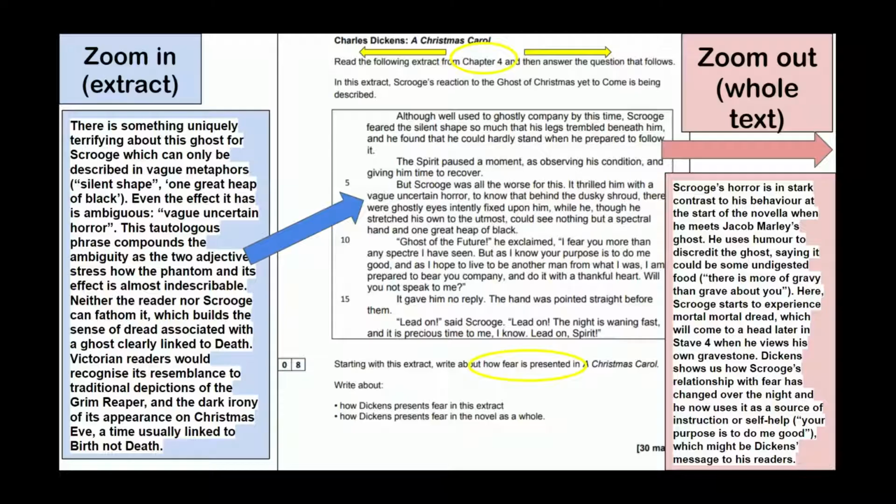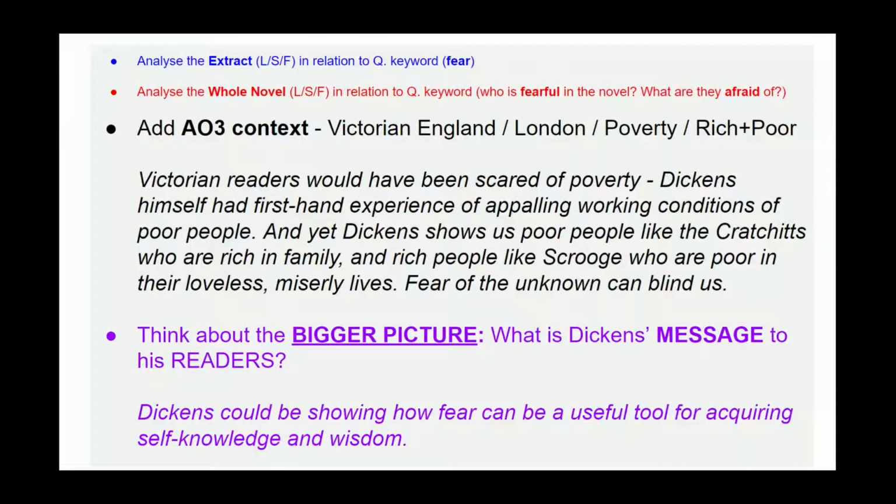And I might go on then to explore what is Dickens saying about fear to his Victorian readers. How could I do that? Well, here's some relevant context that is linked to the question keyword of fear. Victorian readers would have been scared of poverty. Dickens himself had first-hand experience of appalling working conditions of poor people when he was working in the blacking factory. And yet Dickens shows us poor people like the Cratchits, who are rich in family, and rich people like Scrooge, who are poor in their loveless, miserly lives. So maybe he's saying something about fear of the unknown can blind us to the positives in certain situations. That's just an exploratory idea, but it is linked into some relevant context there.